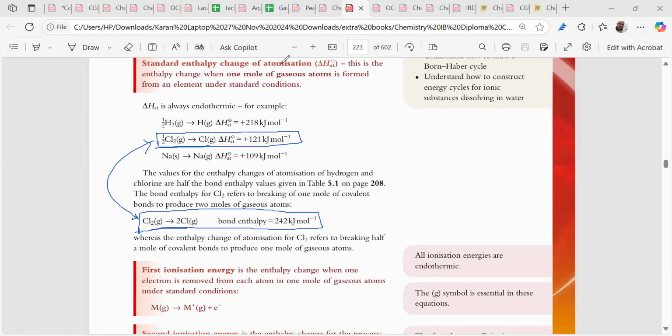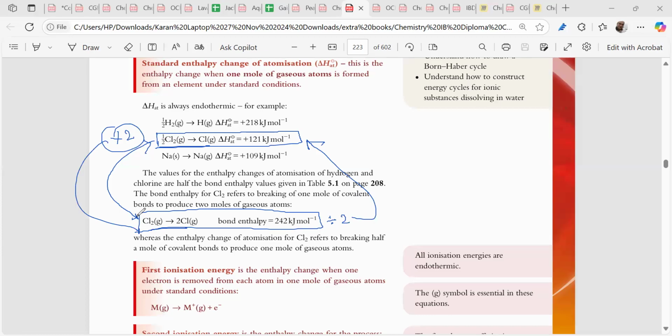Tiara, what is the relation you're getting? If you divide this bond enthalpy by 2, you get this atomization. Wonderfully done. Or you can multiply this equation by 2 to get this. For diatomic molecules, this is a very crucial bit. We have to know this.